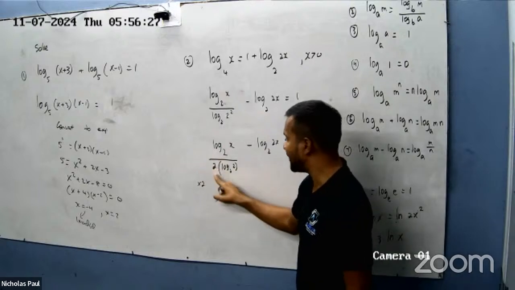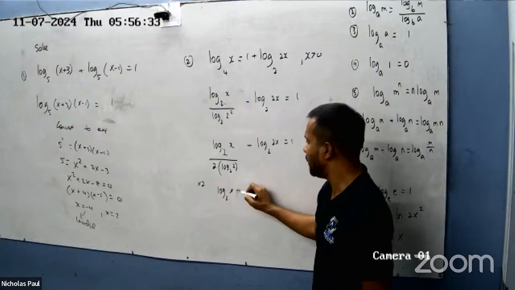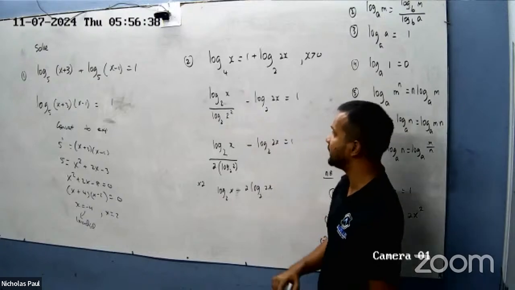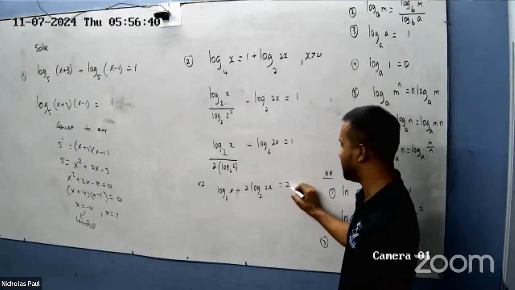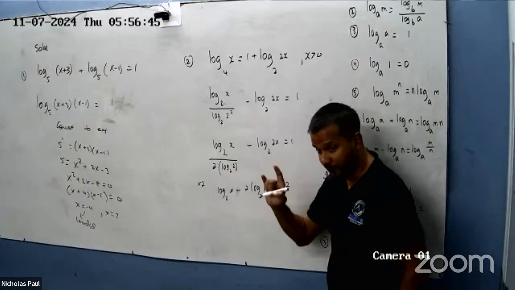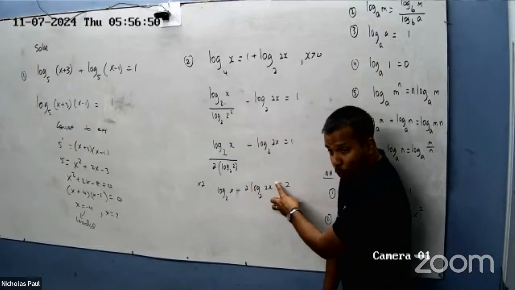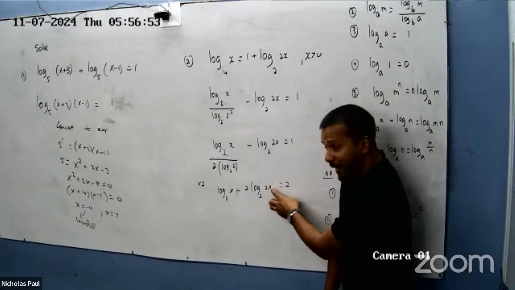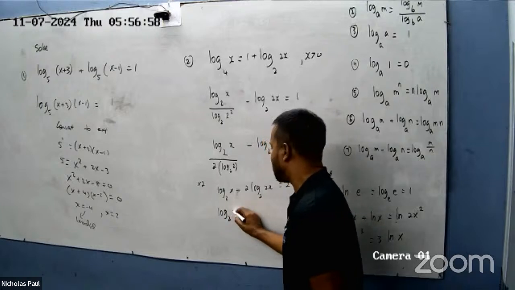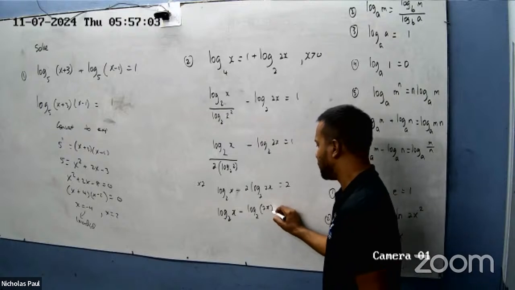Okay, 2 will cancel here. I'll get log to the base 2 of x. Multiply 2 by this, I'll get 2 log to the base 2 of 2x. Multiply 2 by 1 and I'll get 2. The reason I did that is to avoid having to work with the fraction. But here's the problem, Keshav. When I take this 2 and bring it here, would it be 2x squared or 2x all squared? So I'll end up with log to the base 2 of x minus log to the base 2 of 2x all squared.